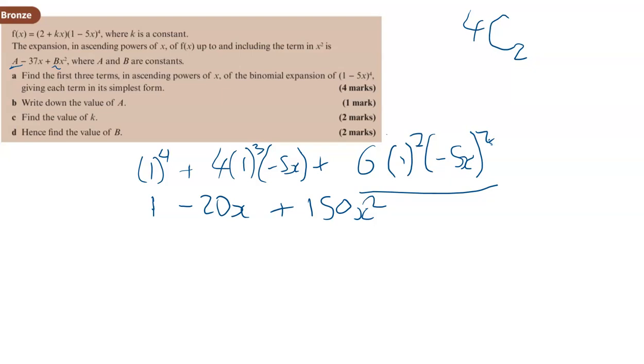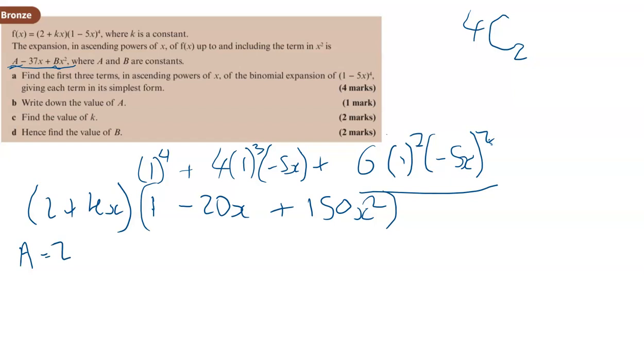Write down the value of a. Well, write down normally means no calculations needed, but it's not this number 1. Because remember, what we've got is this a minus 37x plus bx squared is the expansion of this whole thing, not what I've just worked out. I've only worked out the power of 4 bit. I've still got a 2 plus kx. But the only way to get the constant term a is to have the 2 times the 1. Anything else is going to have an x in it. So a is really easy because it's just these two things times together. So it's 2. That's it.